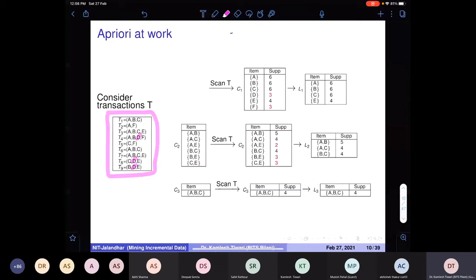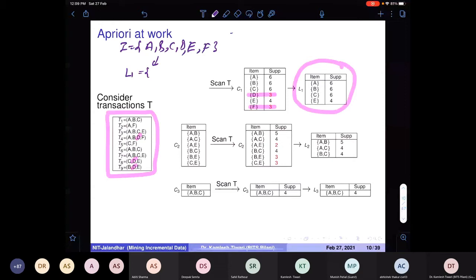I can say that for one item sets, I have to find out a subset of what? I. What is I? I contains A, B, C, D, E, and F. Looks like these items are there. F is there? Yeah, F is there. I have to find out the subset of this. So I'm going to find out L1, meaning those item sets which have only one item. So A, B, C, E are the items which have support greater than 3. Make sense?